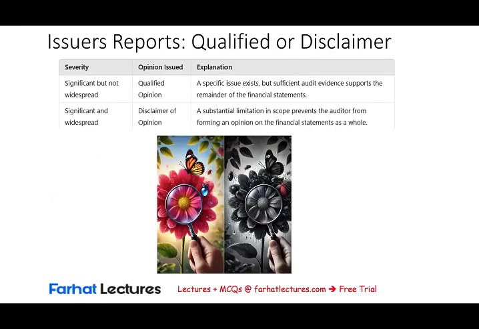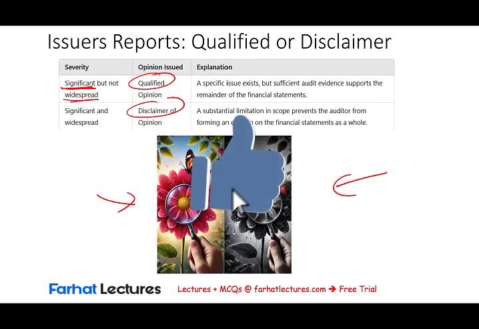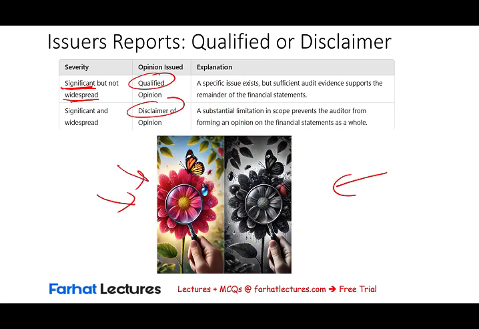So to summarize, and I hope this picture starts to make sense, when to issue a qualified opinion and when to issue a disclaimer. A qualified opinion is when the issue is significant, is material, but not widespread. Something like this. You're looking at this picture. You can see stuff. It's colorful. You can see clearly. So a specific issue exists, but sufficient appropriate evidence supports the remainder of the financial statement. So I'm okay with this.